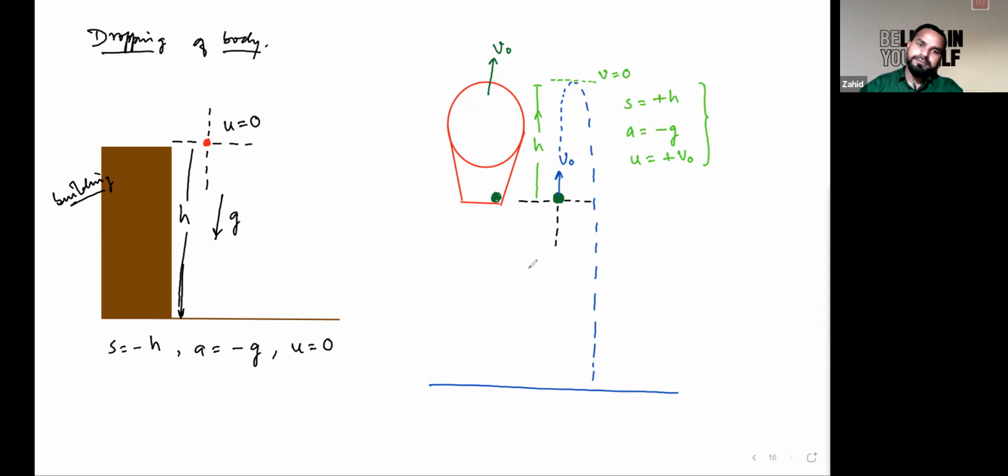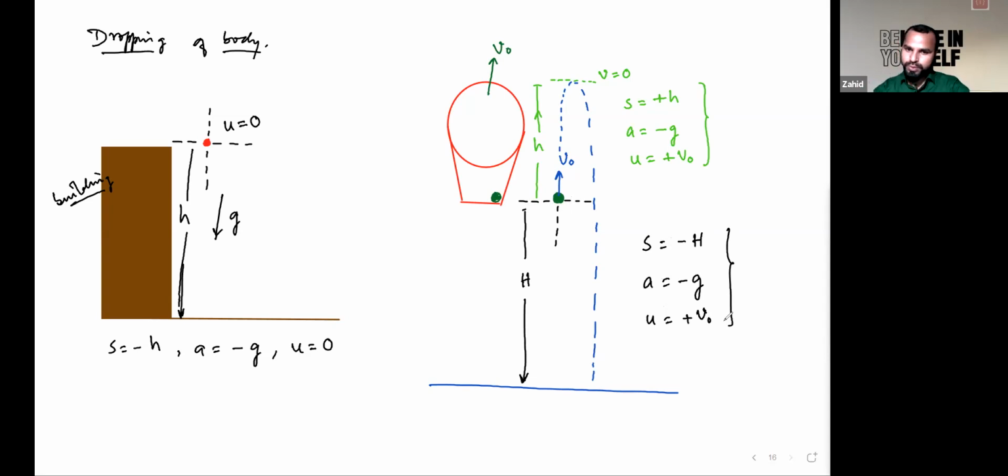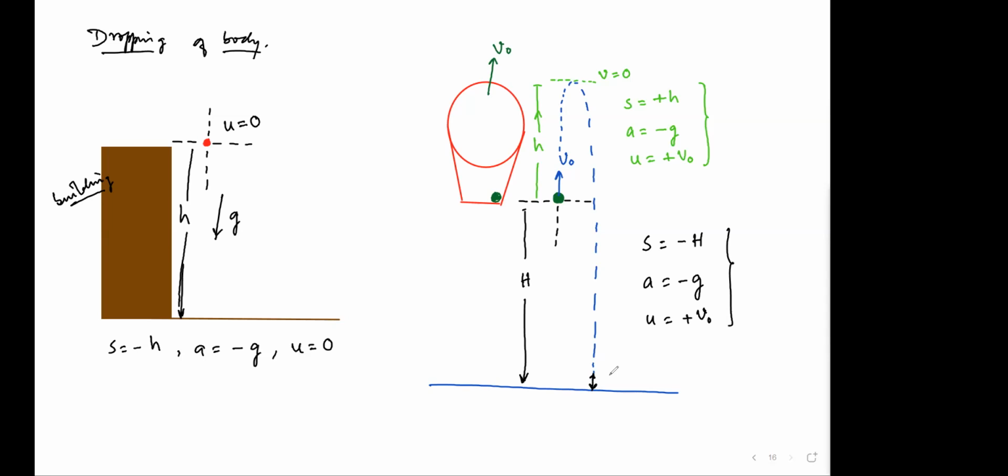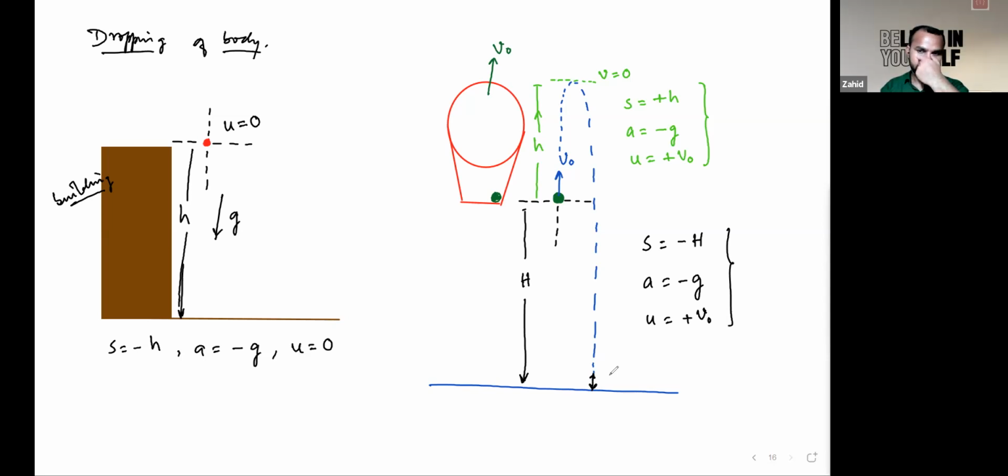Now, the next part is to define. Let's say this ball is dropped from some height H above this particular ground. Since this is the origin, all quantities along the downward direction are taken as negative. So for this part, S would be negative. Acceleration would again be negative. Initial velocity would be the same as at its initial time. Using this, you will calculate the time taken, the final velocity at the ground, and so on. Is it clear to you all till this part, or do you have any doubt? Nida, any doubt? No, sir.